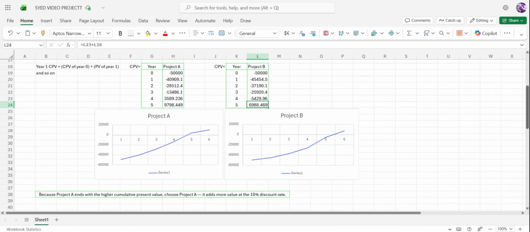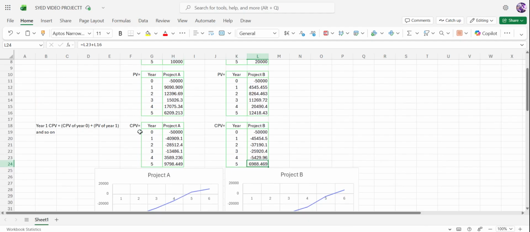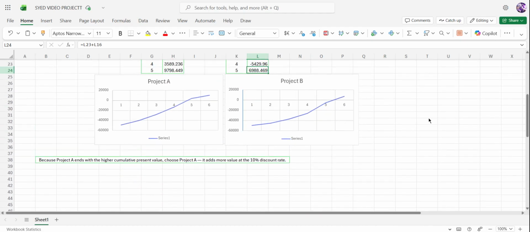It really doesn't matter how much it was gaining over here at present value, because the CPV actually tells you the deciding factor. So I would recommend project A. And yeah, that is it.